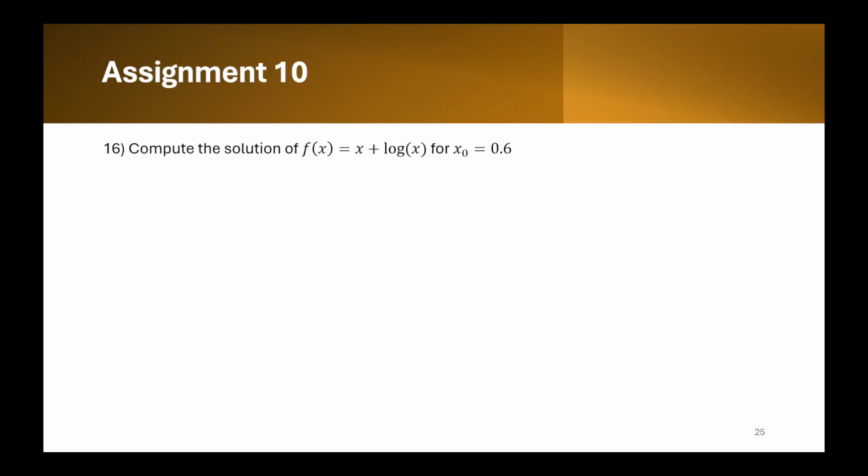Next question: compute the solution of the function x plus log x for x naught 0.6. So you have to use Newton's method. We are given x plus log x, so what will be f dash x? f dash x will be 1 plus 1 by x.